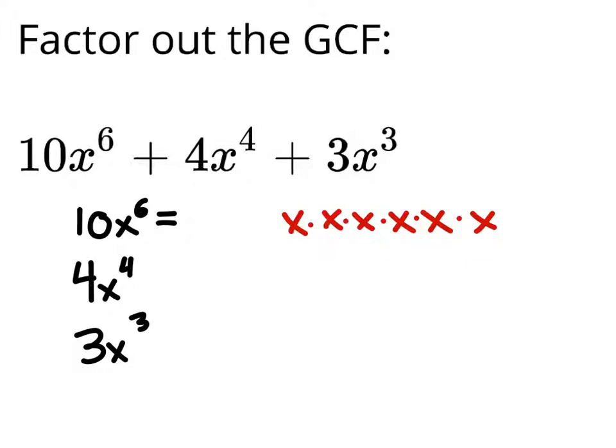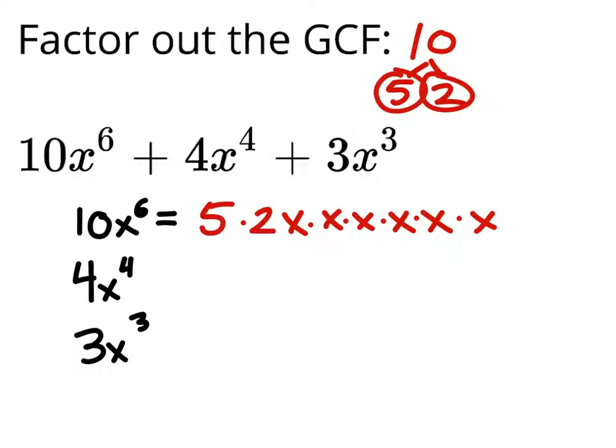Not everyone needs this step, so if you don't need it, feel free to skip it, because you'll see a pattern, hopefully. But I still have that 10, right? So I'm going to look at the prime factorization of 10, which is 5 and 2. So overall, this factors into 5 times 2 times 6 x's.